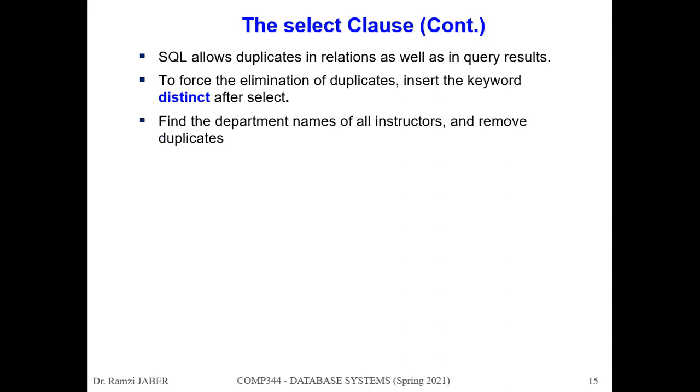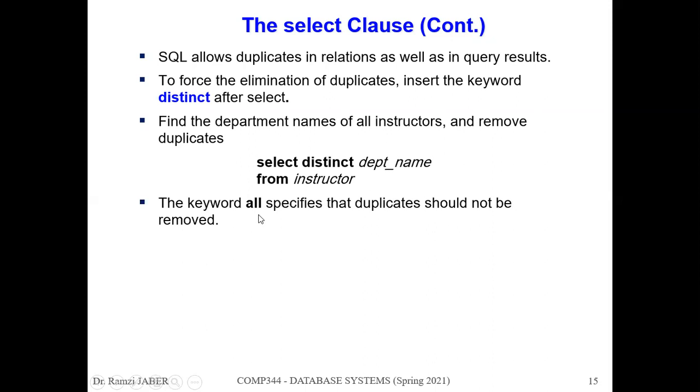Example: find the department names of all instructors and remove duplication. So we put select distinct dept_name from instructor. As you can see in the instructor table, we have many instructor names and the department name will be repeated for many of them. So when we put select distinct, it means show me the department name field from instructor without repetition of the duplicated department names.